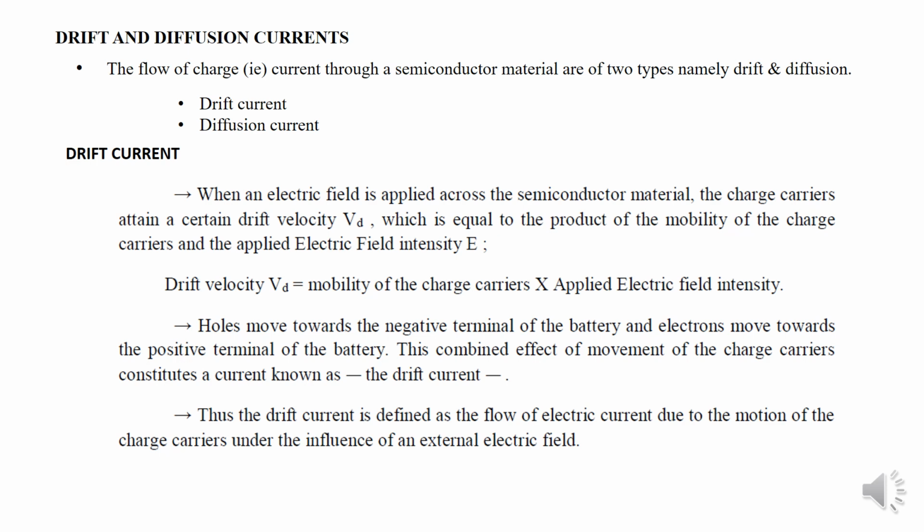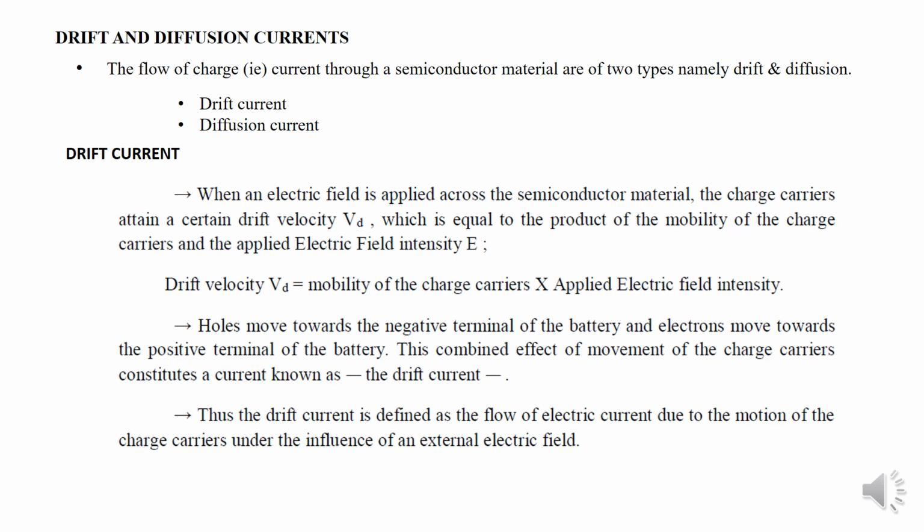When an electric field is applied across the semiconductor material, the charge carriers attain a certain drift velocity Vd, which is equal to the product of the mobility of the charge carriers and the applied electric field E. Therefore, the drift velocity Vd equals the mobility of the charge carriers times the applied electric field intensity.